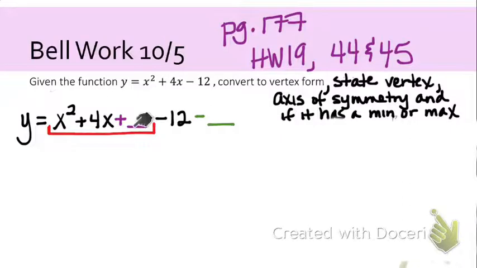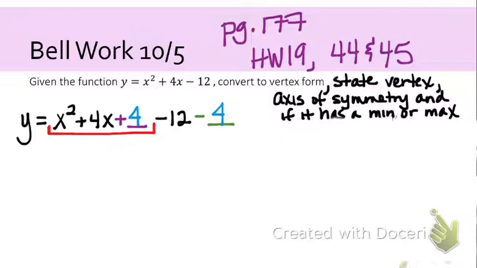So what number goes on the blank? Who remembers how do you figure out the number that goes here? Chris? Yes, it's the B number. And what is B? 4. And what's 4 divided by 2? 2. And what's 2 squared? 4. So who had that part? Who made it to that part? All right, that's good. So we're going to put a 4 on both of these blanks.